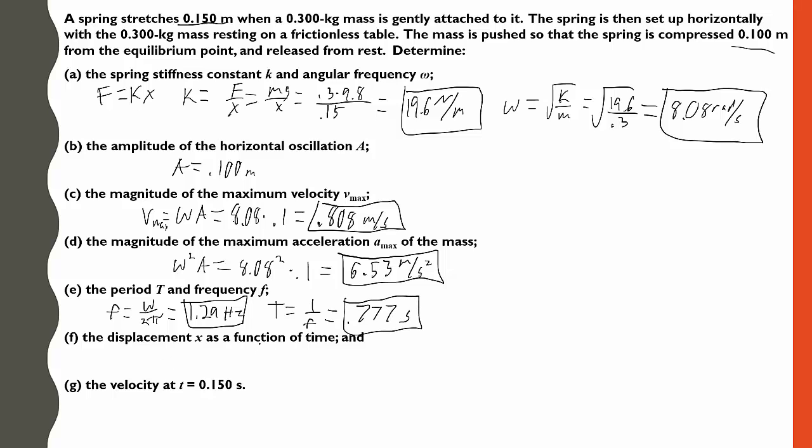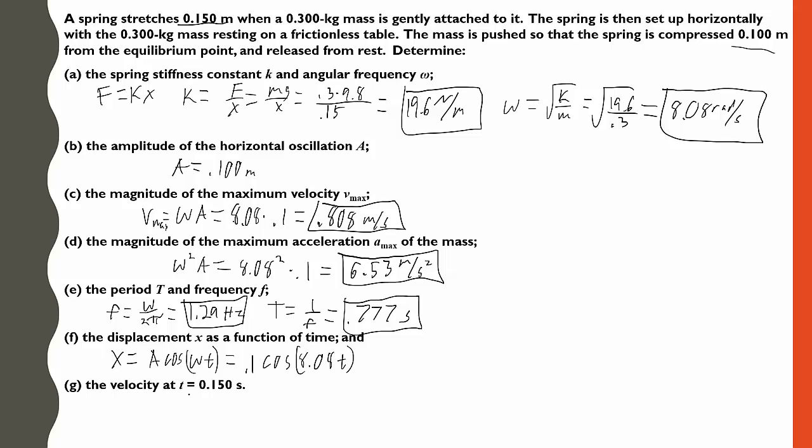Displacement as a function of time. So once again, we didn't give it a kick. We pulled it or pushed it and then let go. So we're going to have x equal to A cosine omega t again. In this case, A is 0.1 times cosine of omega, which was 8.08 times t.